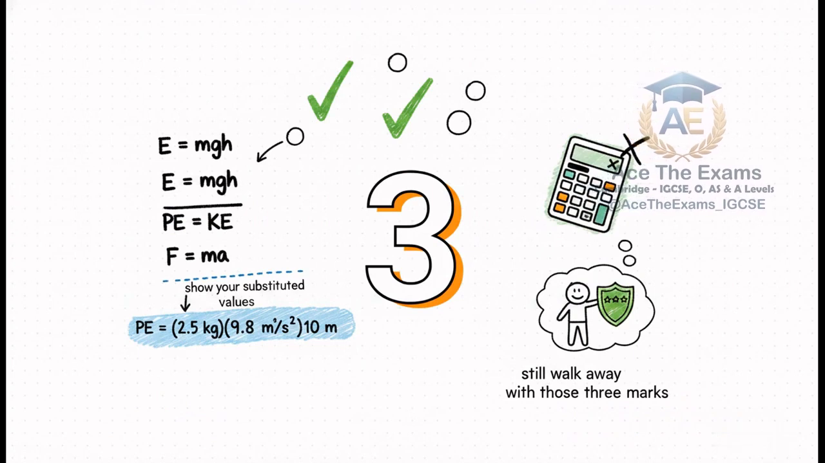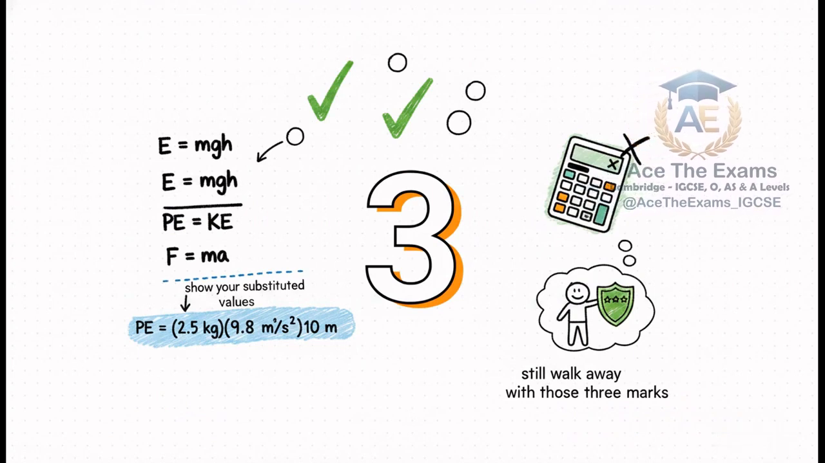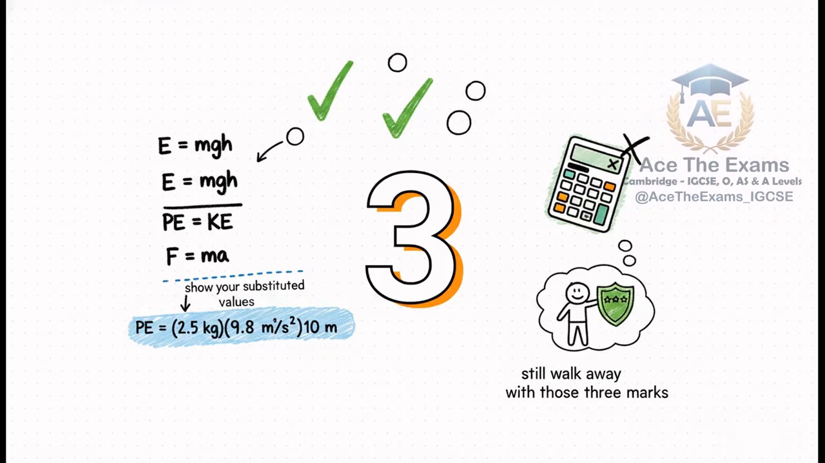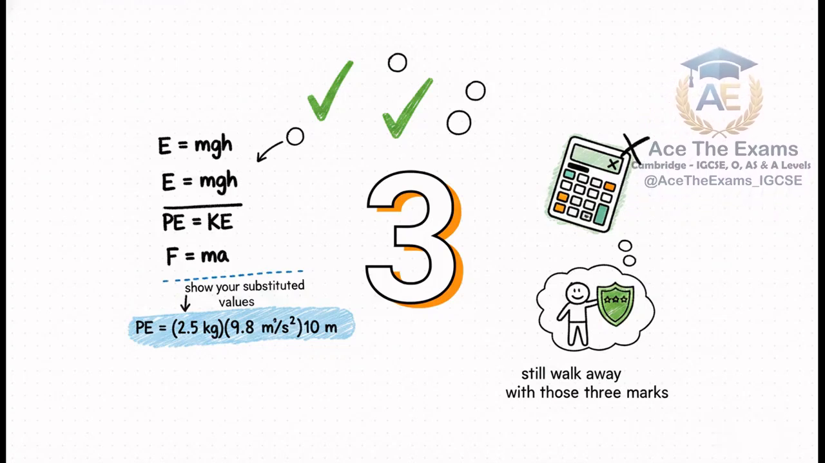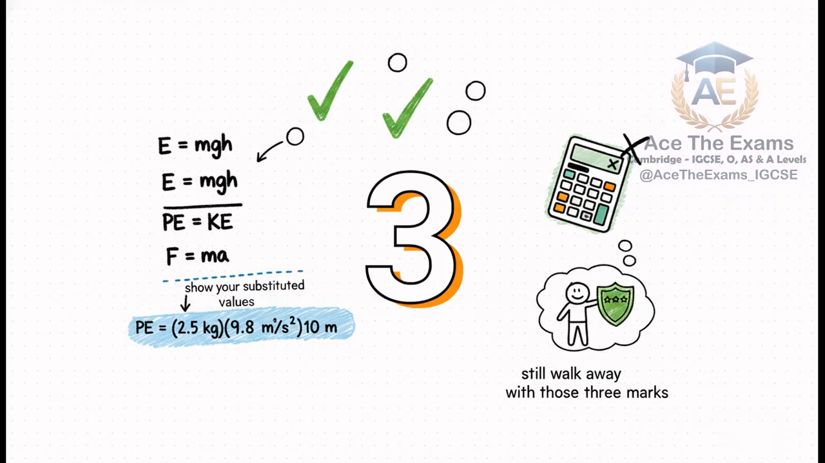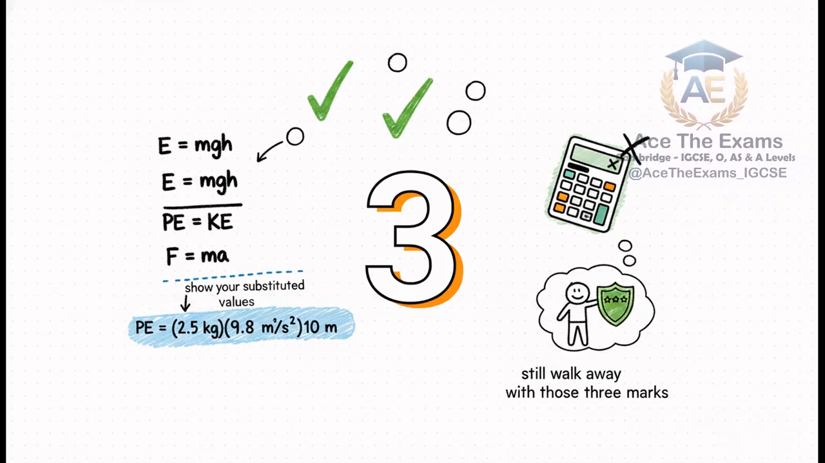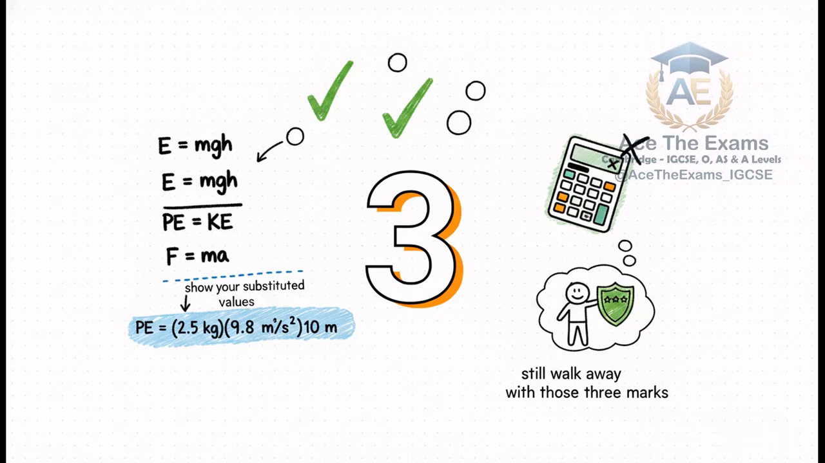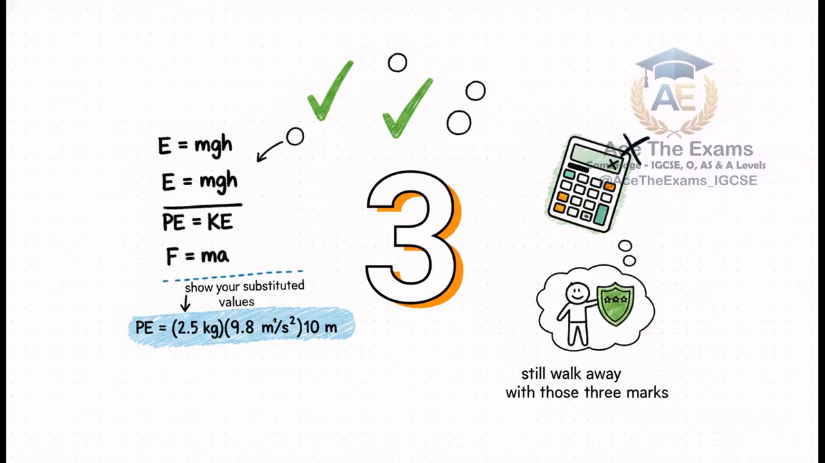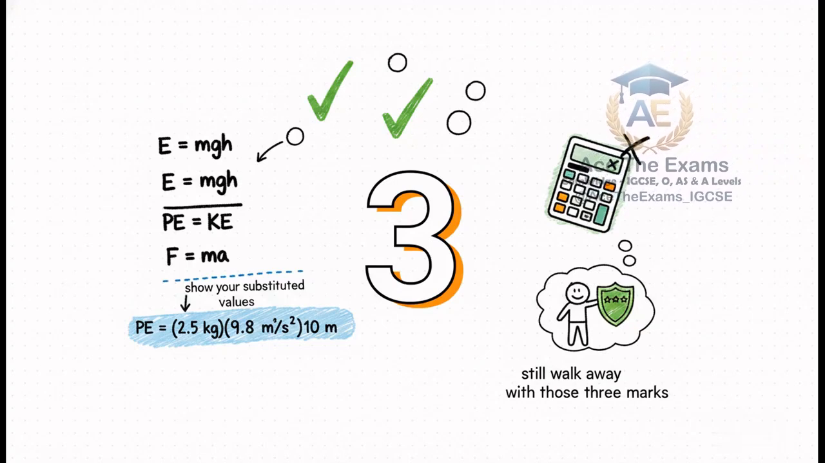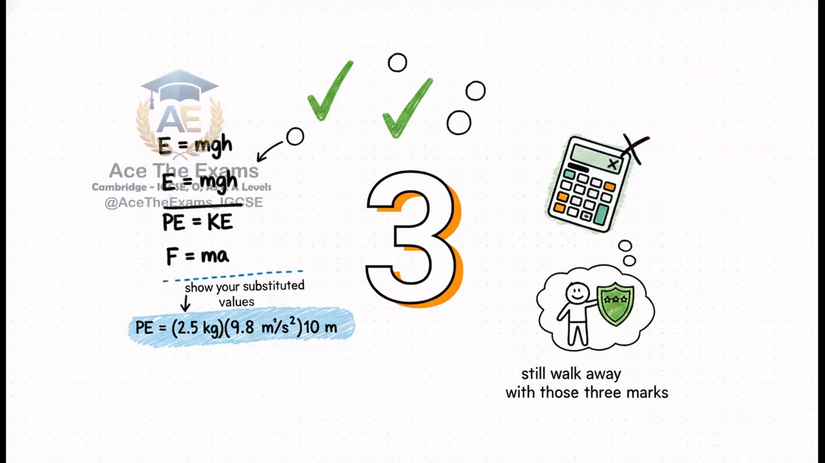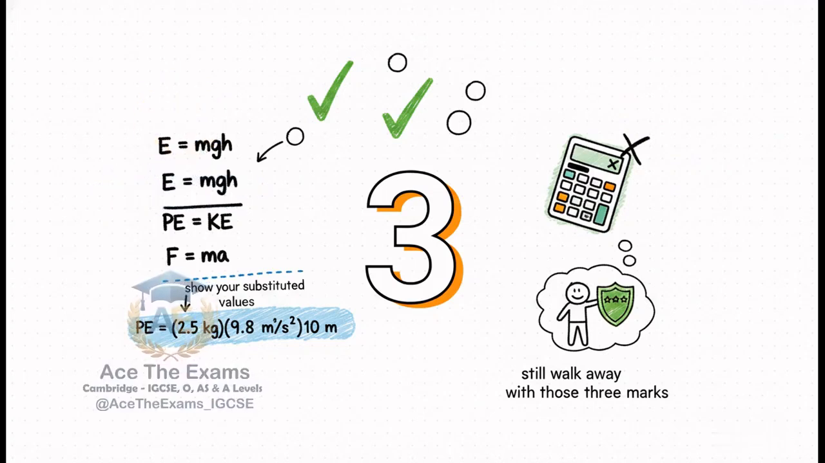This is crucial. Number 3, writing out your full method secures 3 crucial method marks. Look at that calculation for potential energy. By explicitly writing E equals mgh and then actually showing your substituted values, like 2.5 kilograms times 9.8 meters times 10 meters, you lock those points in. Even if you completely panic and punch the wrong number into your calculator at the very last second, showing this exact method means you still walk away with those 3 marks. It's a total safety net.